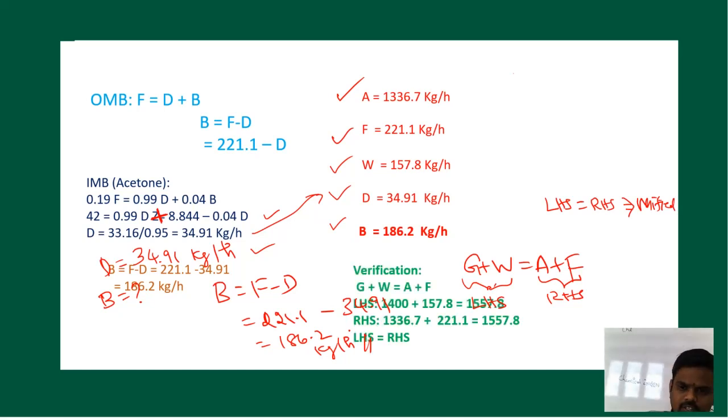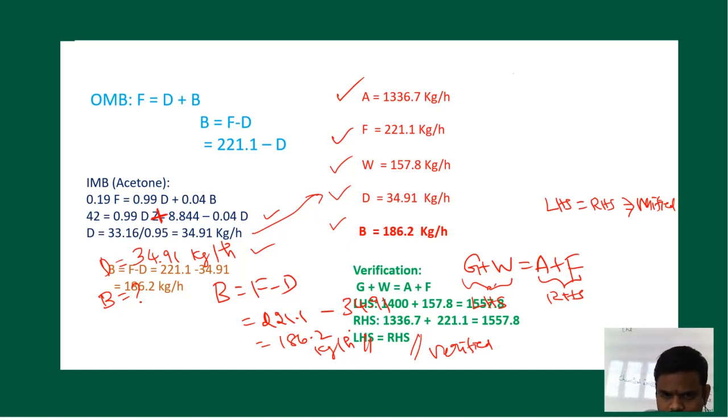So verification is G plus W equal to A plus F. Left hand side value is 1400 plus 157.8. Total comes to be 1557.8 kg. Right hand side is 1336.7 plus 221.1, which is 1557.8. Since LHS is equal to RHS, it is verified. Okay, you can even do an individual material balance and verify those things.